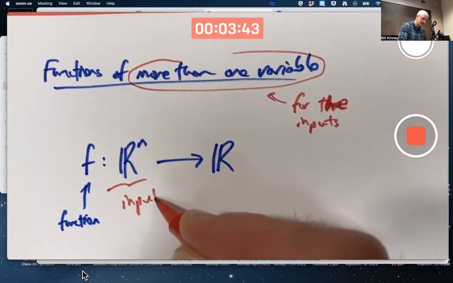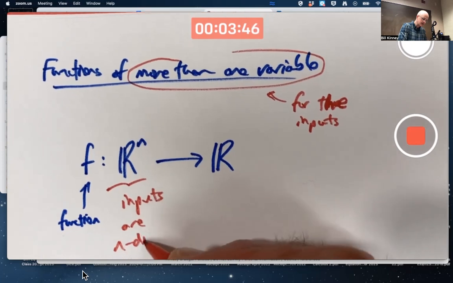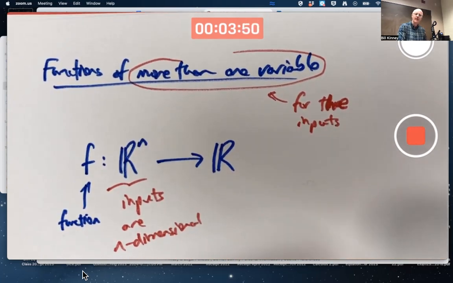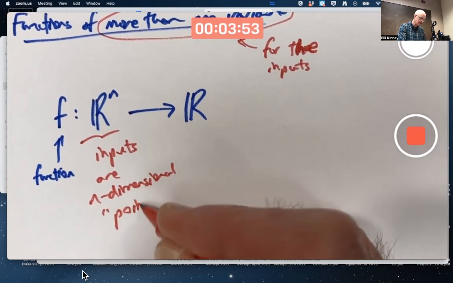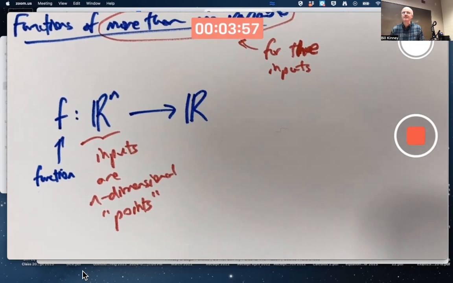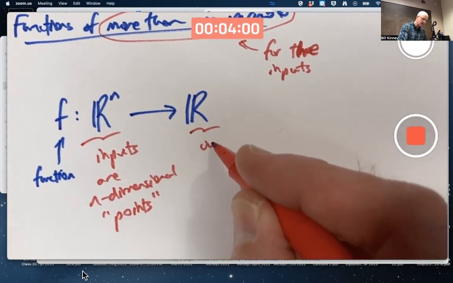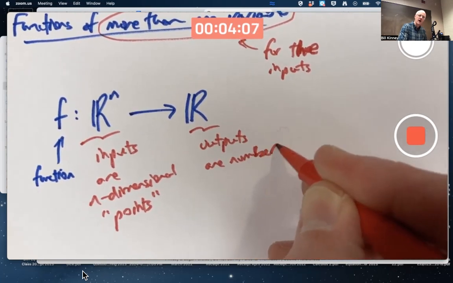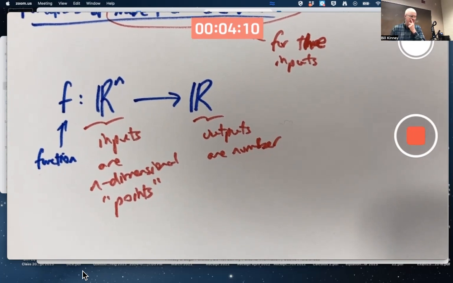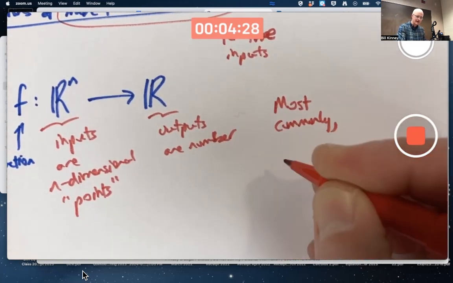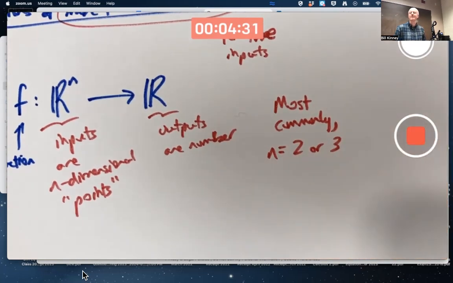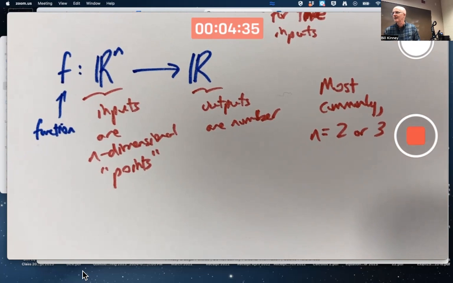Inputs are n-dimensional, typically thought of as points rather than as vectors. Outputs are numbers. Real numbers. R, this funny looking R, stands for the real numbers. The Rn stands for n-dimensional points whose coordinates are real numbers. Most commonly, n equals 2 or 3. Almost always, you could probably say as well. Will we ever consider something bigger than 3? I might. But the book's main emphasis is n equals 2 or 3.